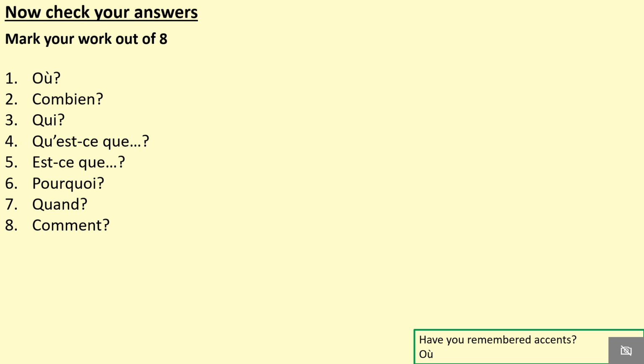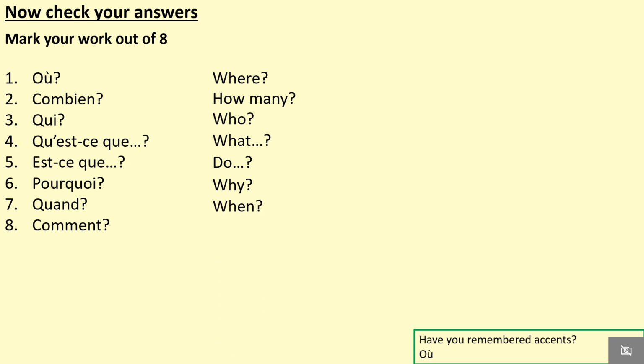Well done, Year 8. So let's mark your work out of 8. Où is where. Combien is how many. Toi, qui. Who. Quatre, qu'est-ce que. What. 5, est-ce que. Do. 6, pourquoi. Why. 7, quand. When. 8, comment. How.